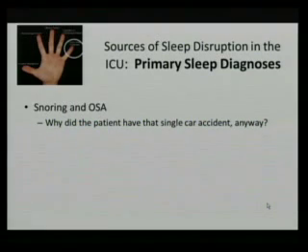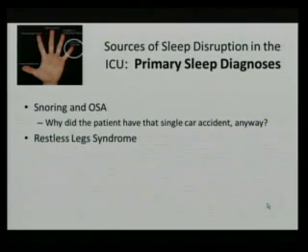Maybe they have another source of sleep disruption that has nothing to do with this stay, but then again, everything to do with this stay. Restless leg syndrome is also very common, more common in hospitalized patients because of blood loss. There's a relationship between restless legs and iron deficiency.